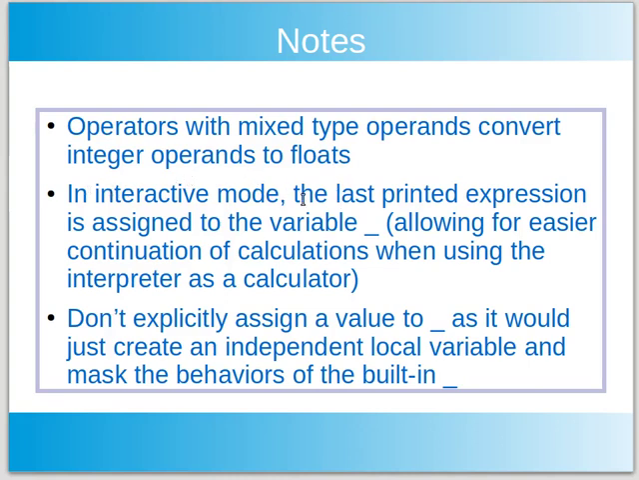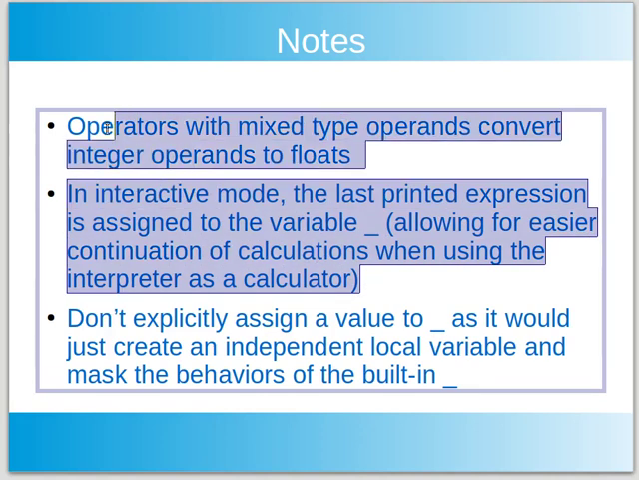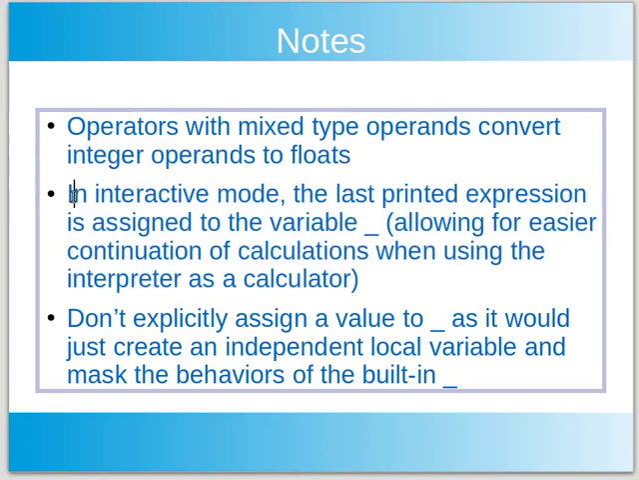In interactive mode with the IDLE interpreter, the last printed expression is assigned to the variable underscore, allowing for easier continuation of calculations when using the interpreter as a calculator. So this doesn't quite fit in with this lesson, but for some reason I added it earlier in the notes. So it's just a good little tidbit to know. Don't explicitly assign a value to underscore, as it would just create an independent local variable and mask the behavior of the built-in underscore.